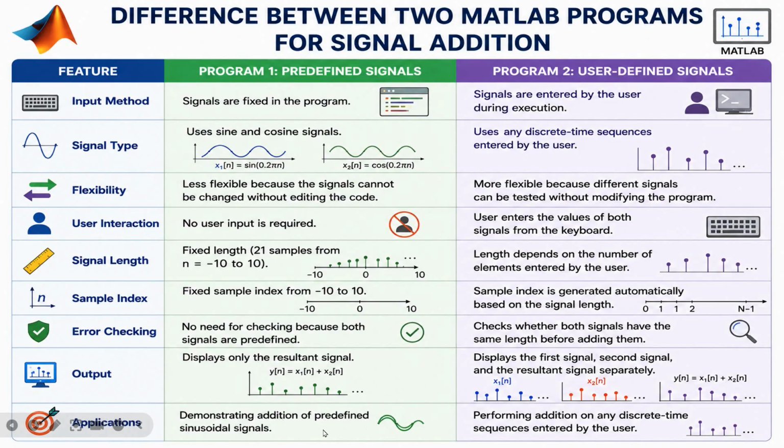Okay, then you have applications. This is used in demonstrating the addition of predefined sinusoidal signals, and here this program is used for performing addition on any discrete time sequences entered by the user. So here program 2 is a user defined signal. Here the signals are entered by the user during the execution, and it uses any discrete time sequences entered by the user. You can enter any numbers, and it is more flexible because different signals can be tested without modifying the program. And here the user enters the values of both signals from the keyboard. Okay, so this is the difference between the two MATLAB programs which we have used for signal addition.